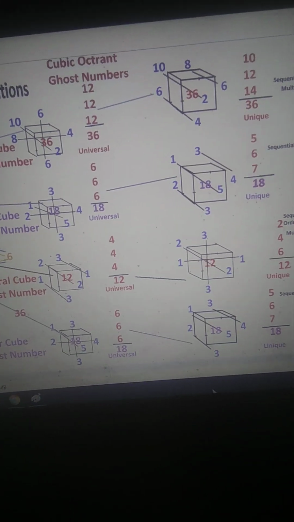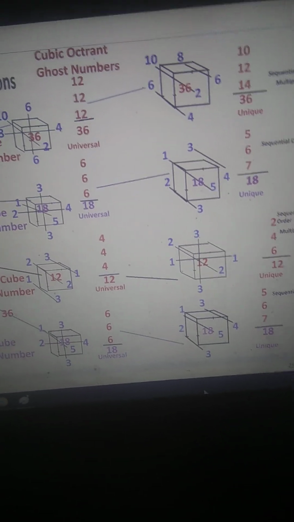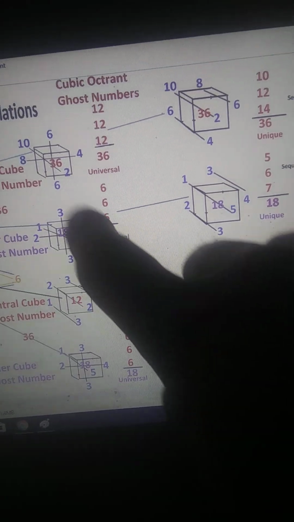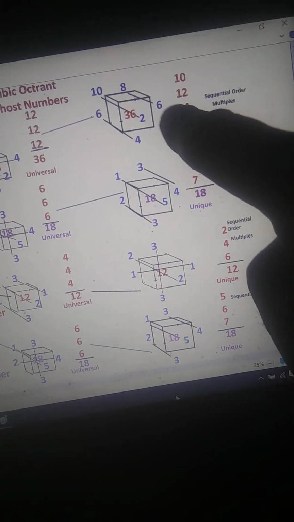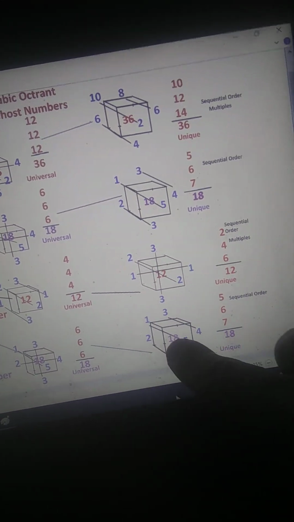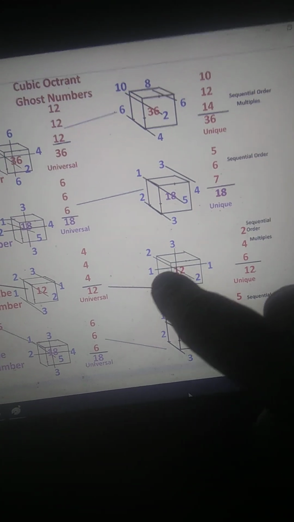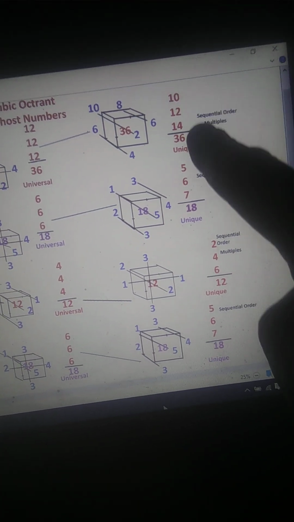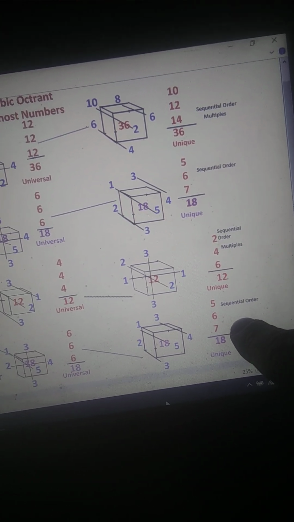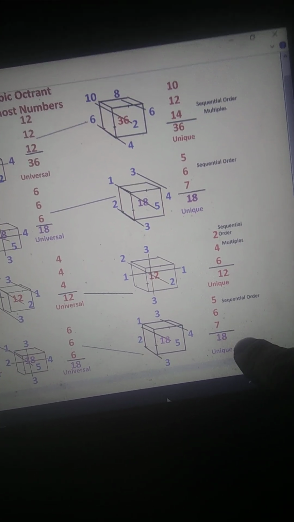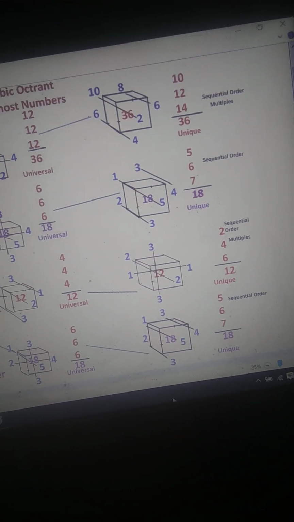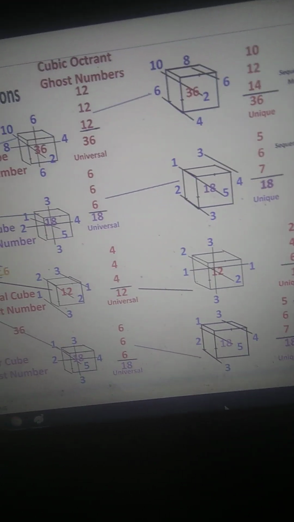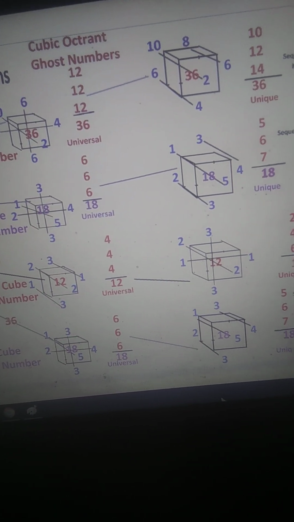I'm constantly interested in the central ghost number. And the neat thing I found out tonight is that when you reverse the order, when you crosswise the other ones, and you intersect the central ghost number instead of crosswise it, then you come up with these new patterns of numbers: sequential orders and sequential order multiples. I don't know what that means just yet, but it's moving along. It's investigating this central ghost number.